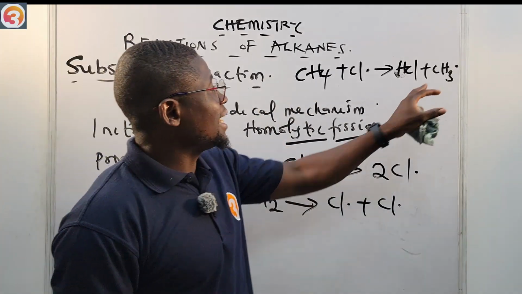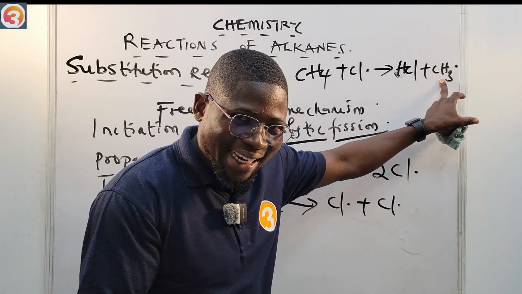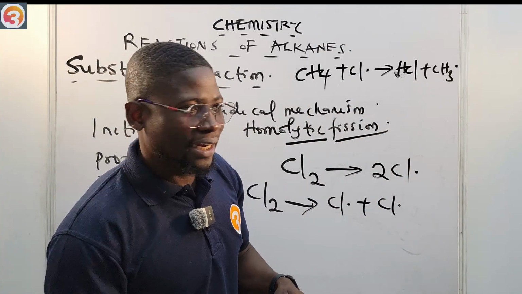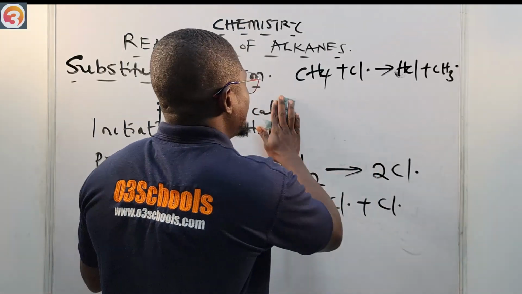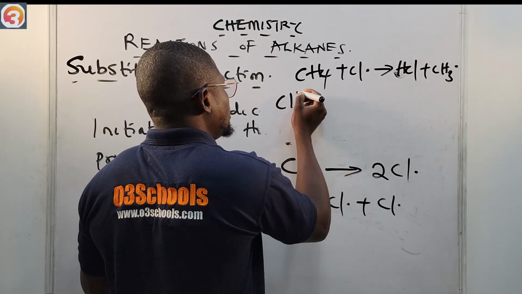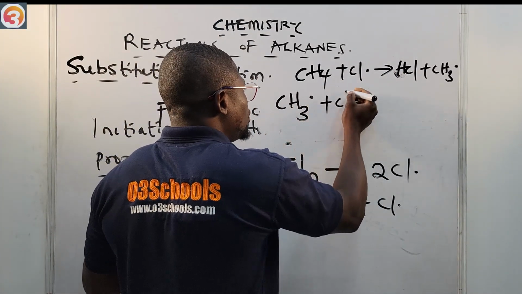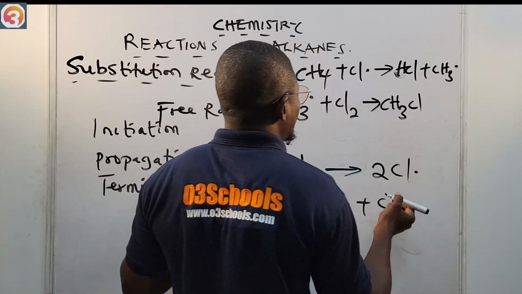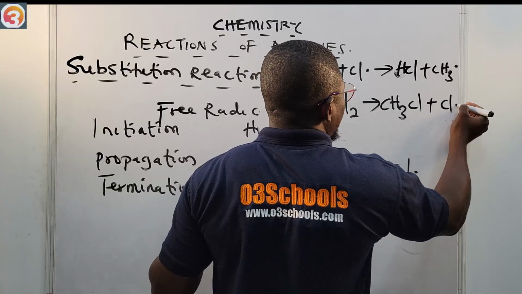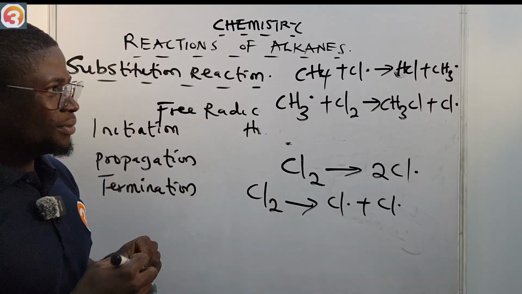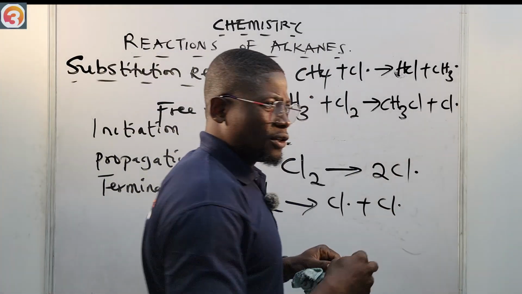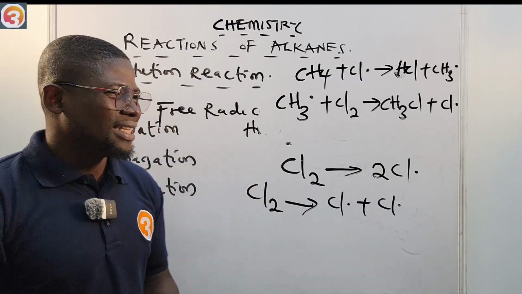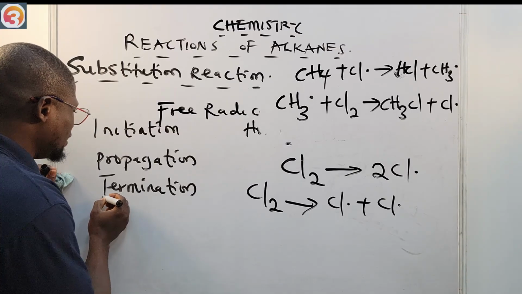And this radical can also react again with a chlorine molecule to give us another chlorine radical. Let us see that. So the CH3 radical can react with the chlorine molecule Cl2 to now give us CH3Cl, plus Cl dot again. So now another radical is formed. So we can continue this process forever, and we'll keep forming more radicals, but that now leads us to the last stage, which we call the termination stage.